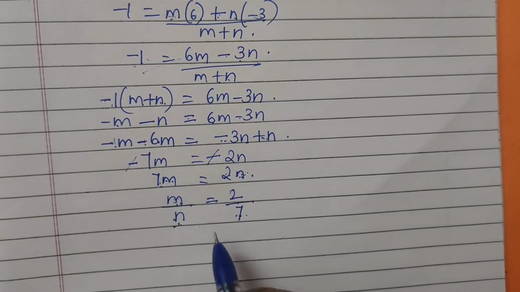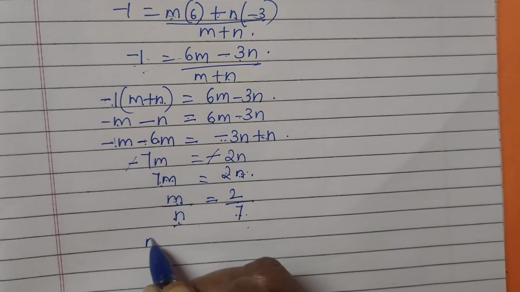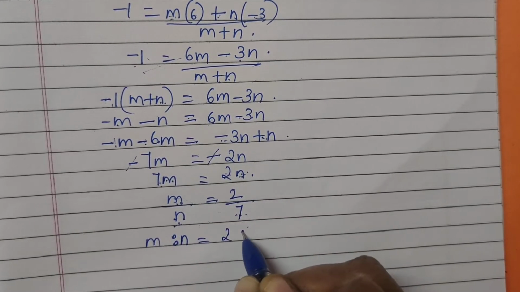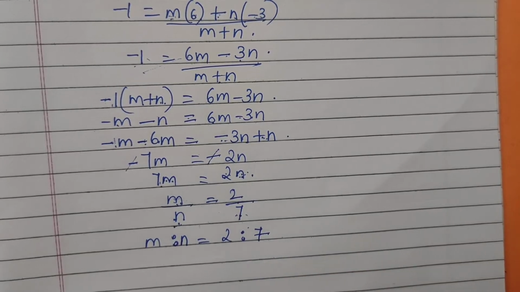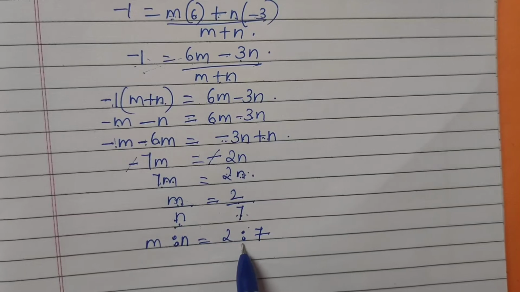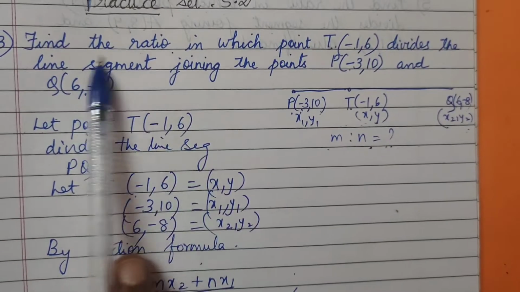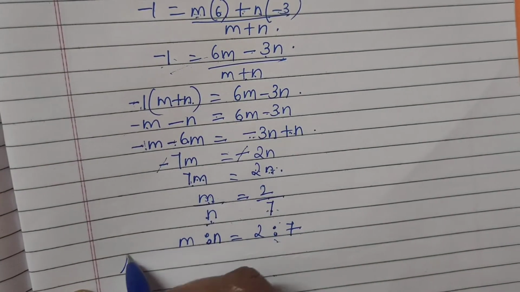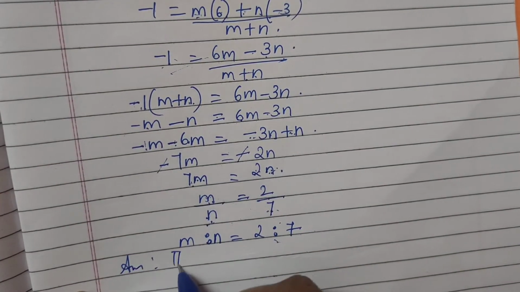So our m upon n is 2 is to 7. We want to write it in ratio form: m is to n equals 2 is to 7. So is it clear how we have found it? Just 1 minute. So we have got it. What is the question? They have asked to find the ratio.